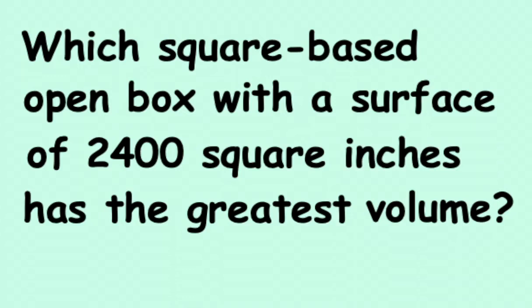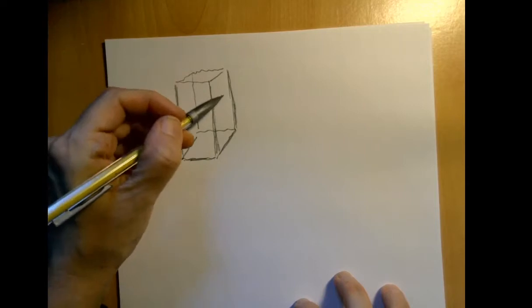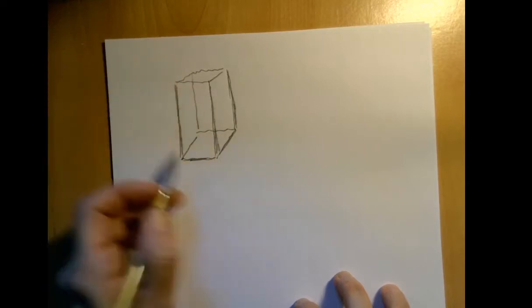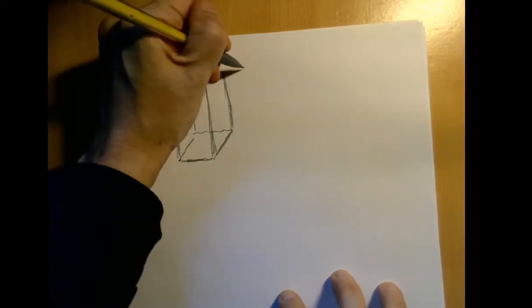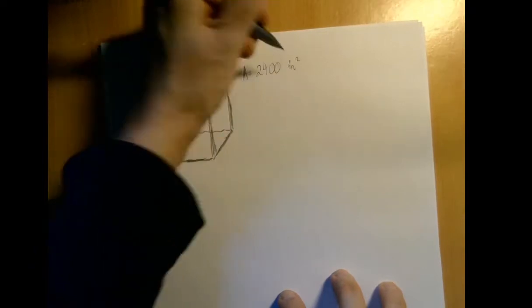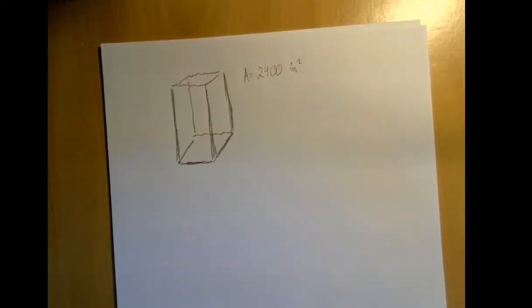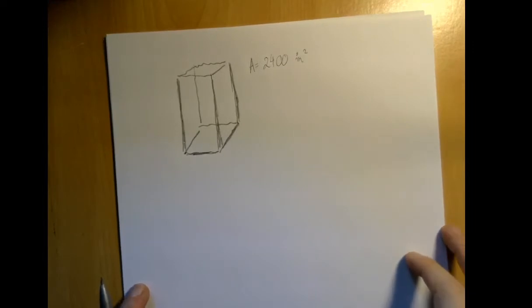So this is an optimization problem. We want to construct an open box. So it has these 4 vertical sides and the bottom but no top. And the material that we can use is 2400 square inches. And the question is, given this, what dimensions would give us the greatest box by volume?